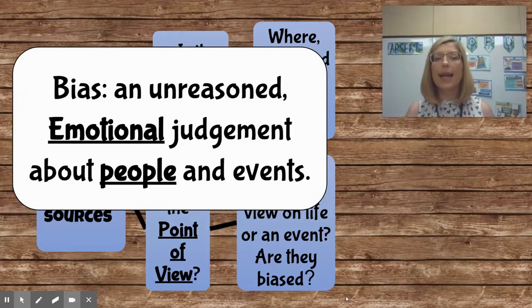Okay, bias is an unreasoned emotional judgment about people and events. I'm going to give you an example that I know you all are going to get. You have seen people watching their sporting event and their favorite team gets called on for something that they don't agree with the ref, and they start yelling and screaming at the ref. That is biased. They are very upset that their team got called on and they want to yell at the ref for it. That is an emotional judgment that is unreasoned about the people or events that took place.